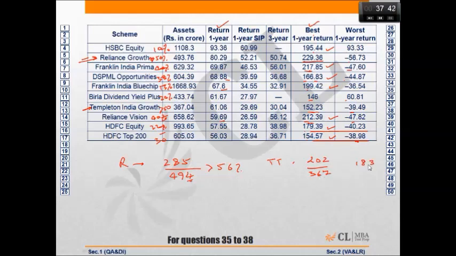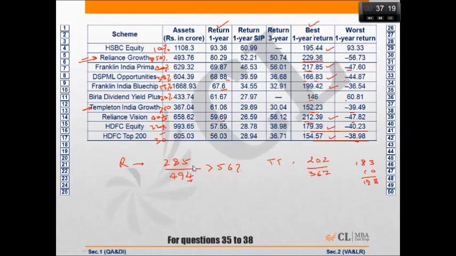50% will be 183. 10% is 20. 5% will be 10. So 193 is 55%. So 193. I'm sorry. This is 60%. Templeton is about 60%. Is that fine? So I'll need to check these two.